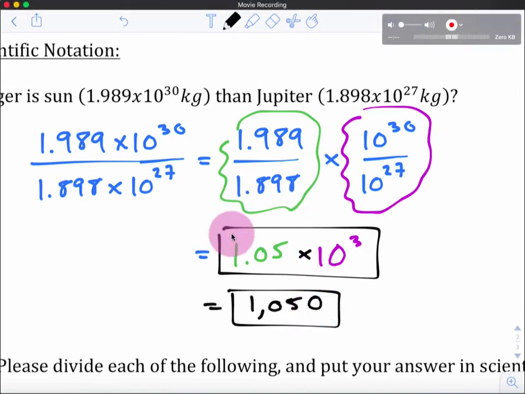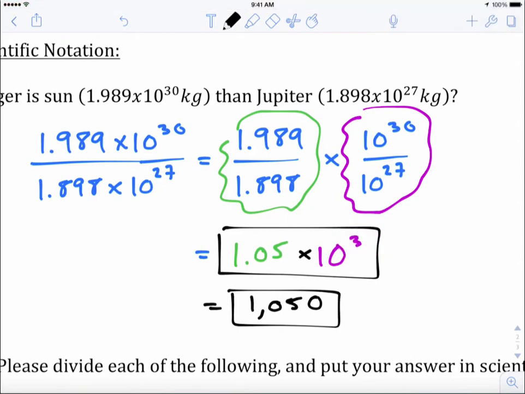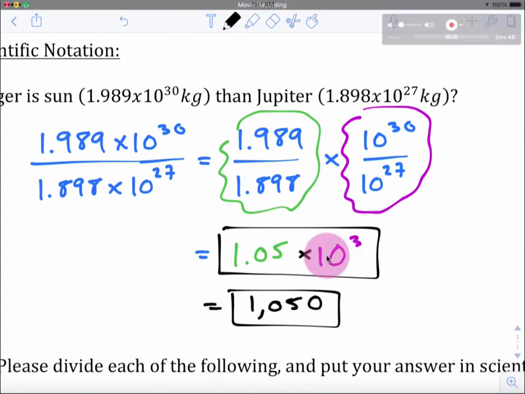Oftentimes when you do this kind of calculation, you'll get a number here and that's great. But here is the real information: 10 to the third. It means that the sun is about 10 to the third times as big as Jupiter, about 1,000 times. If this had been 10 to the seventh, that would have been a huge deal. 10 to the seventh is, what, 10 million? So if this had been 1.05 times 10 to the seventh, we would have said, wow, the sun is about 10 million times bigger than Jupiter.